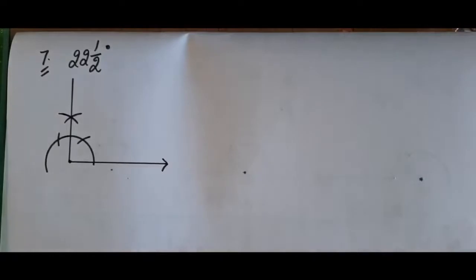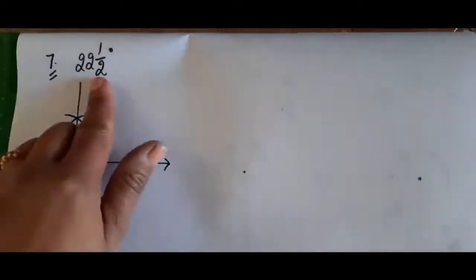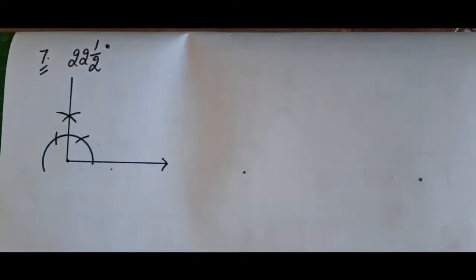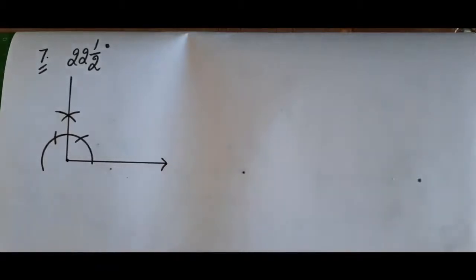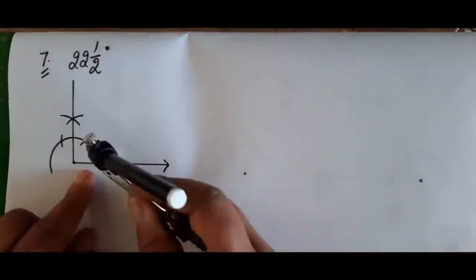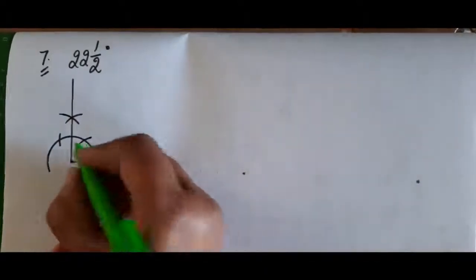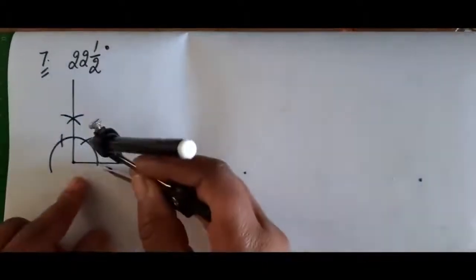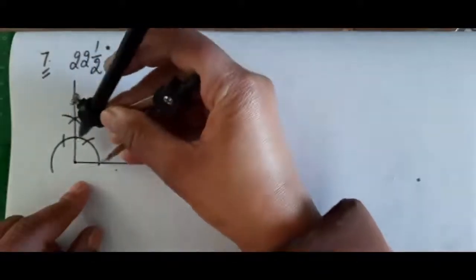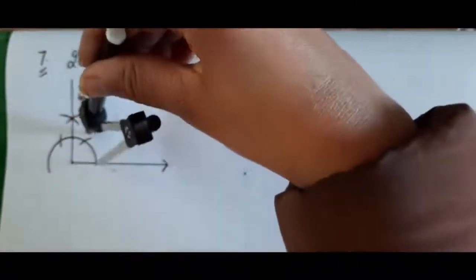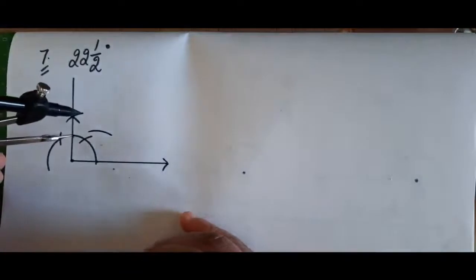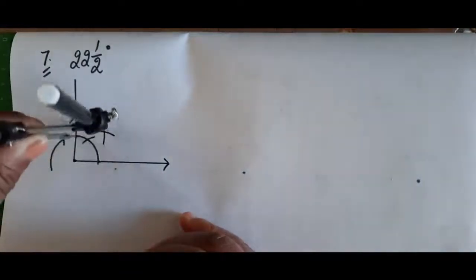Okay, one more angle we will discuss, that is 22 and a half degrees. You know that this angle is half of 45 degrees. So for that we need to make an angle of 45 degrees first. I have made here a 90-degree angle. In order to get 45 degrees, we will bisect the angle of 90 degrees. That means place your compass point at this point and bisect like we have done before. Open your compass to any radius and bisect. At this point and at this point we will get the angle of 45 degrees.